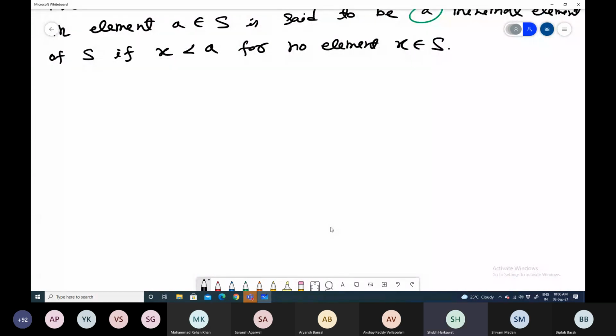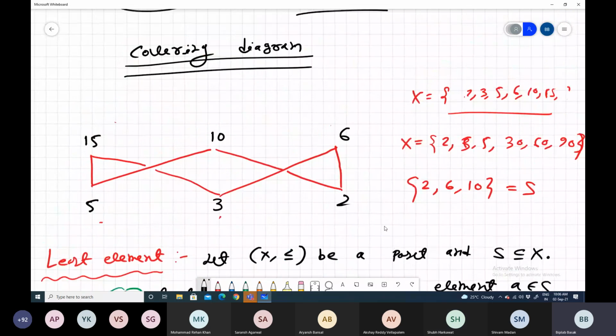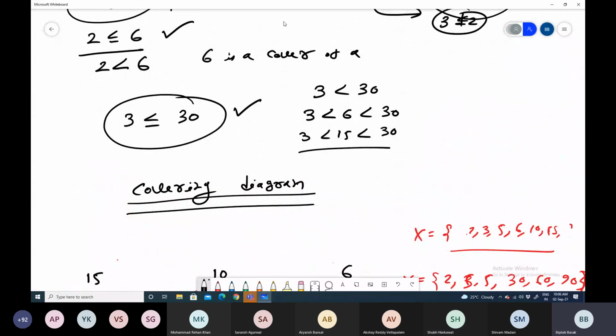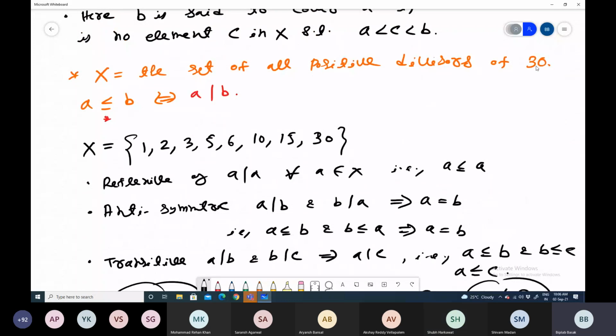Sir, if we have a number like 7 in the set above, that will be both the maximal and the minimal element. Here you cannot have 7, right? Because our X is all the positive divisors of 30. So you cannot have 7 here in this example. If you want to include 7, then you have to define a new relation there.